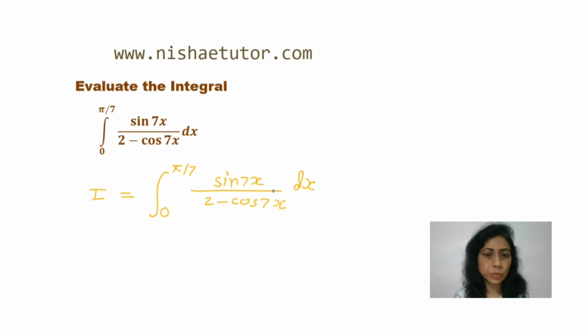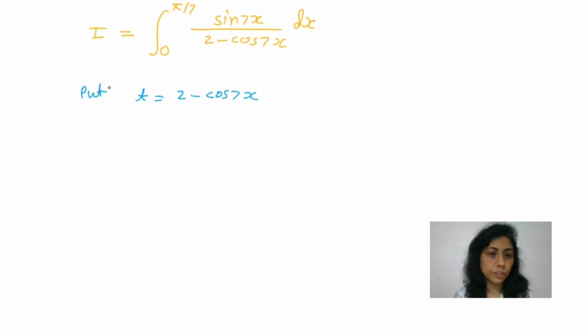Okay, here we can use the substitution method. We can substitute this portion with any variable. So put here any variable t is equal to 2 minus cos 7x. Okay, we can differentiate this.